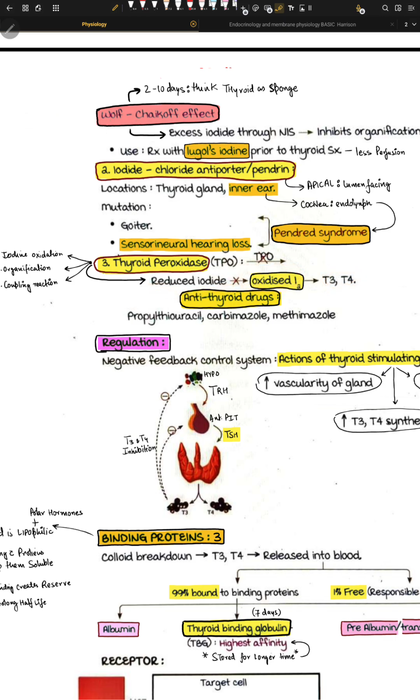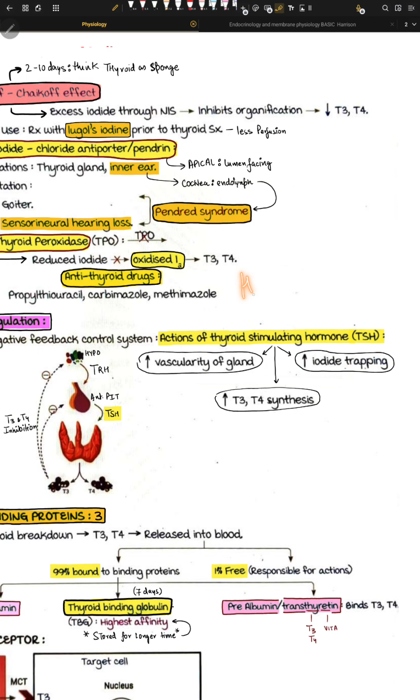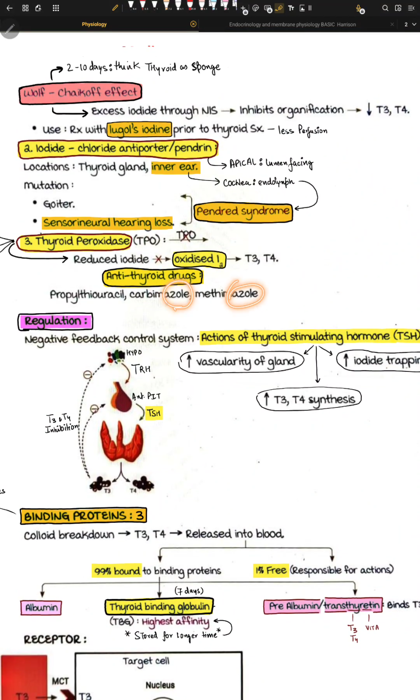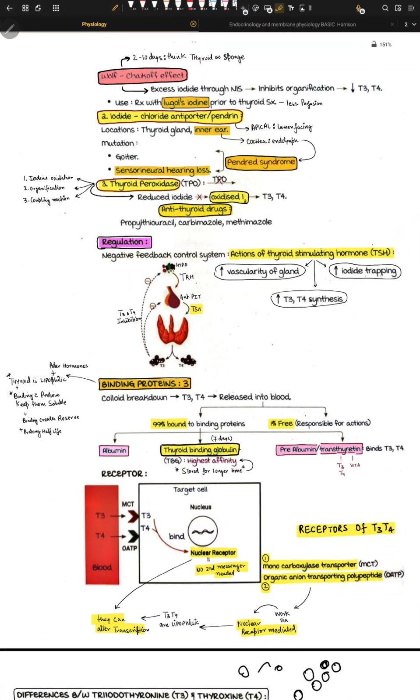So how can we stop it? There are something called anti-thyroid drugs. They work by stopping TPO, and we have propylthiouracil, carbimazole, and methimazole. Now we give these drugs in hyperthyroidism, right? Hyperthyroidism means your thyroid is making more and more T3 and T4, so we need to stop production of T3 and T4, and we can give carbimazole, methimazole. So all the zole drugs we are giving stop the production of T3 and T4.